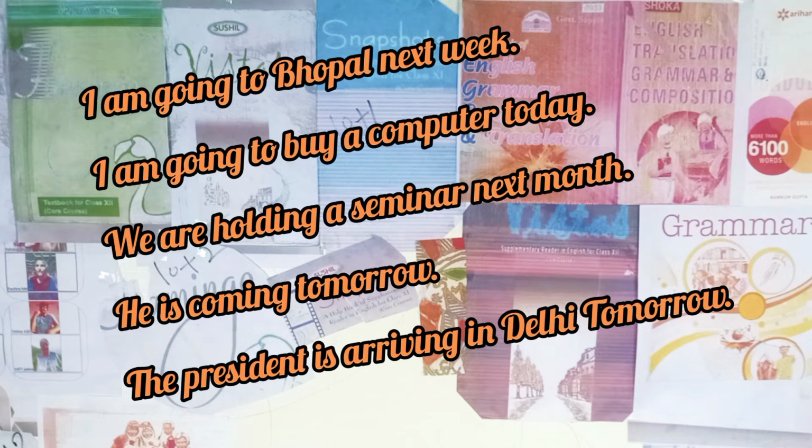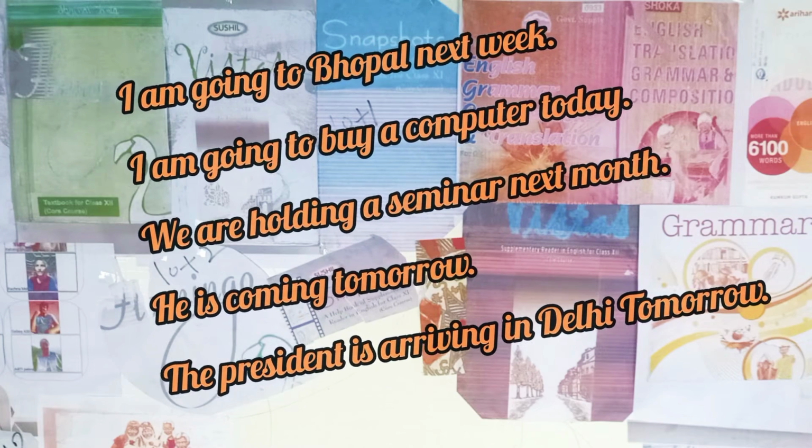We are holding a seminar next month. Next month सेमिनार होल्ड करने वाले. कौन? हम. He is coming tomorrow. कल आने वाला है. He is. The president is arriving in Delhi tomorrow.